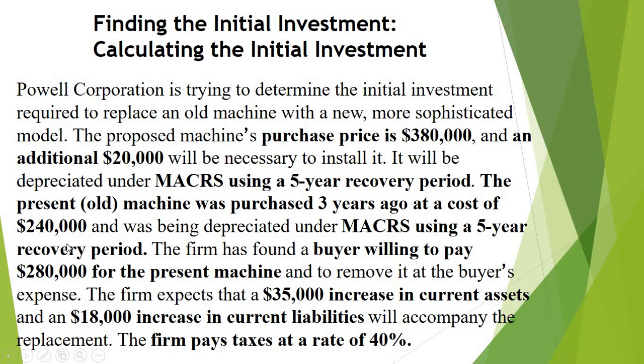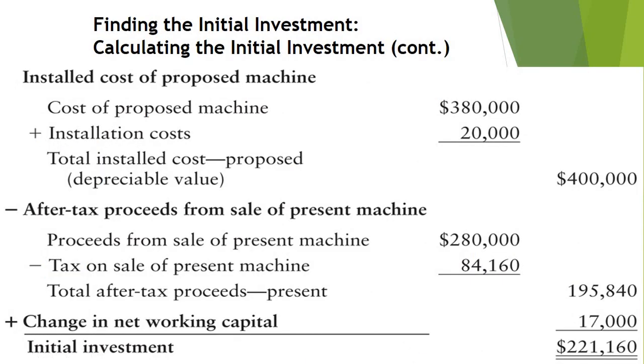Then we'll get the book value. Using the book value, we'll find out the gain. Then there will be a tax, 40% tax on the gain. Based on this information, we need to find out the after-tax proceeds from the sale of the old machine. Proceeds from the sale of the old machine is $280,000, and tax on sale of the old machine is $84,160. So after-tax proceeds from the sale of the old machine is $195,840.